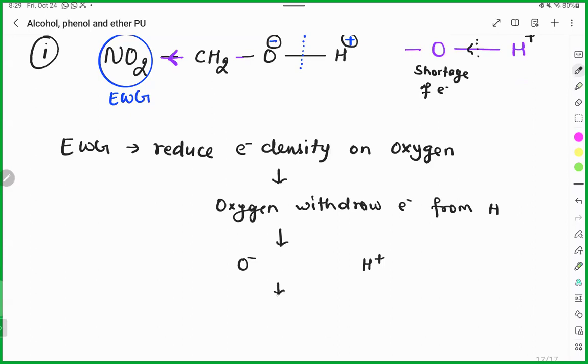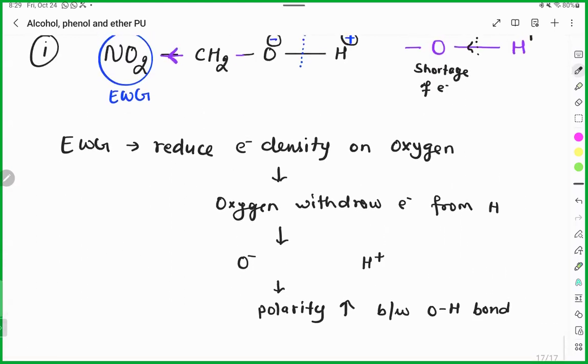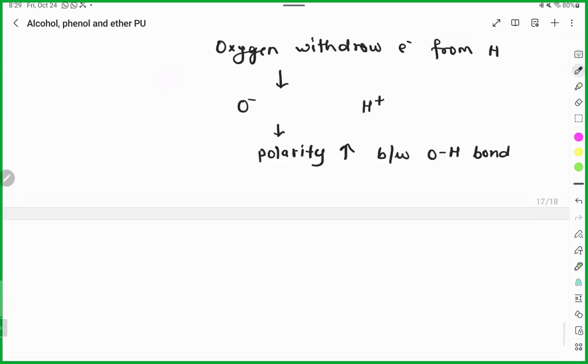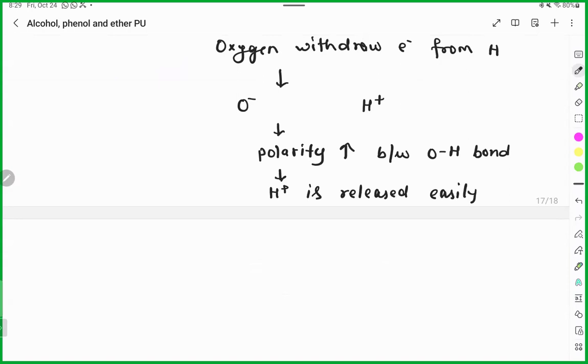And can we say the polarity of the OH bond will increase? Positive and negative ions will increase between the OH bond. And if this polarity is increasing, it means H positive will be released easily. Okay, understood. H positive is released easily. Now we'll see another side.